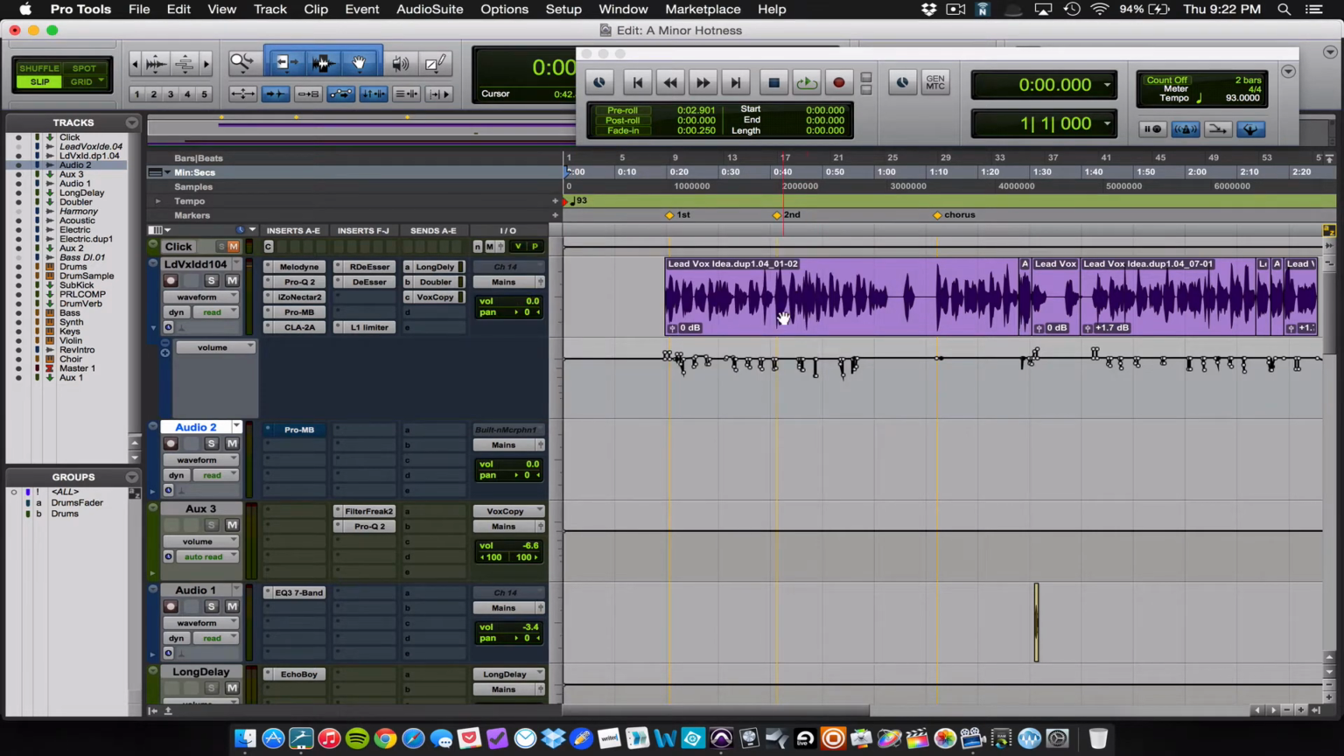Alright, and CPU overloads are always awesome when I'm doing tutorials, so that's cool. But you get the idea. It's kind of a pop rock song, right? That's kind of my style. It's kind of what I do. Now, let's take a look at my chain here.